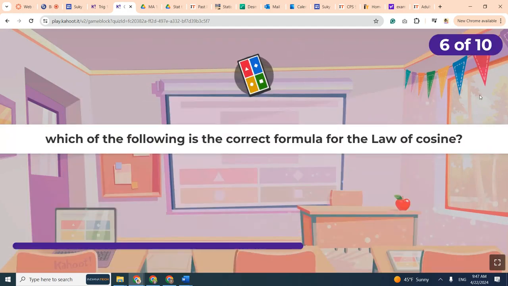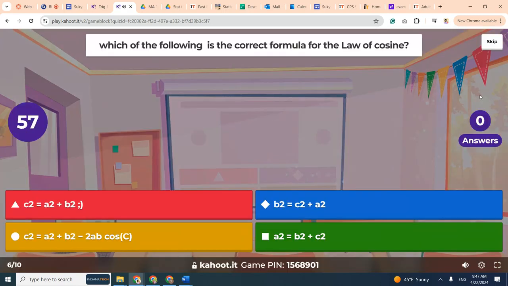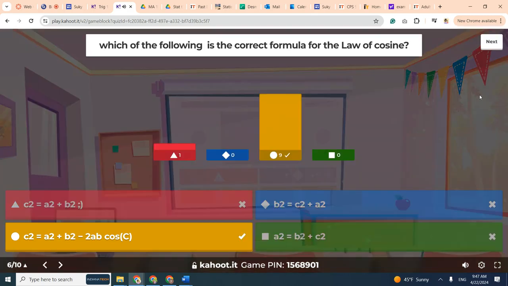Which of the following is the correct formula for the law of cosine? Which one is correct? Yeah, good job. Law of cosine. So you should see the cosine in the formula, right?